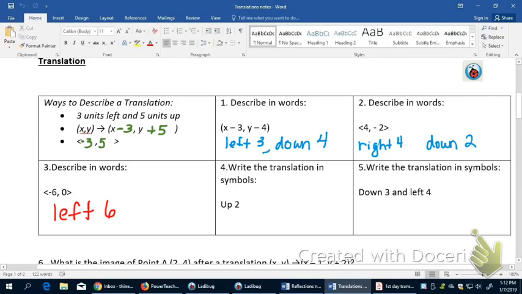Okay, so up 2 has to do with the y value. Up is positive. So would the 2 go second or first? Second. So I'm going to put a 2 here, and then I don't do anything left and right, so I put a 0 there. Make sense?